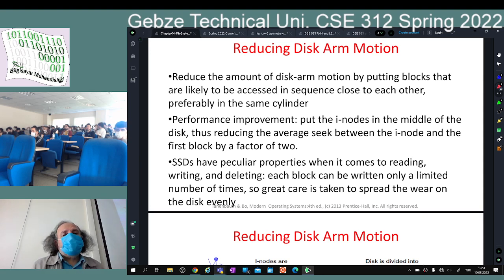But the technology says that if you keep writing and reading from the same area of the SSD, that will wear out. That block will get damaged, and you won't be able to use that area much. So it will be a bad block, a bad sector, if you like to call it that way.